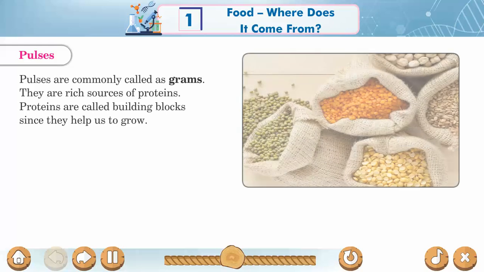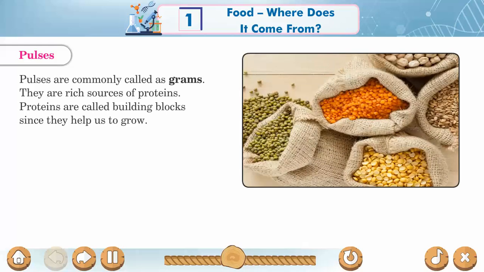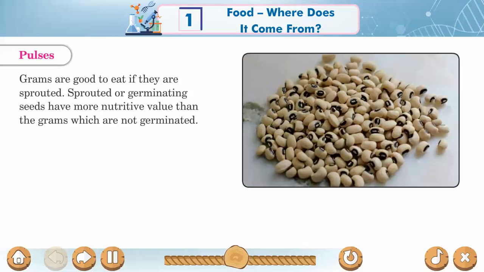Pulses. Pulses are commonly called grams. They are rich sources of proteins. Proteins are called building blocks since they help us to grow. Grams are good to eat if they are sprouted. Sprouted or germinating seeds have more nutritive value than the grams which are not germinated.